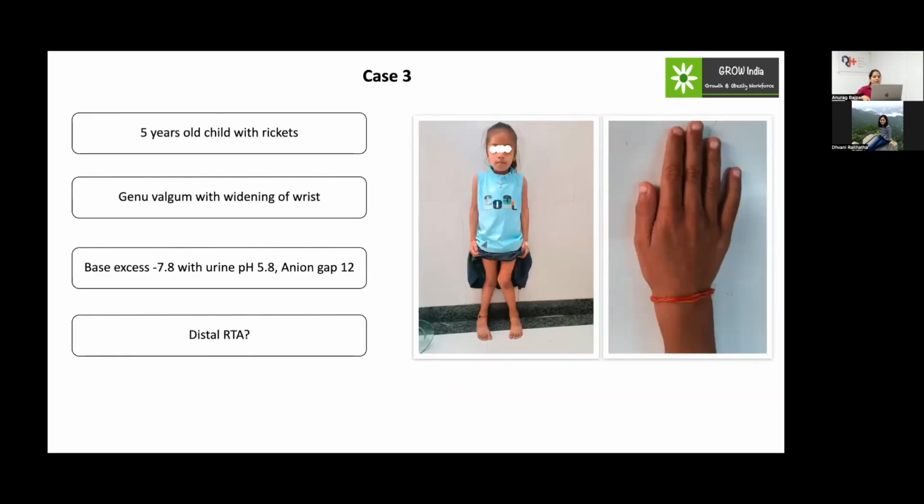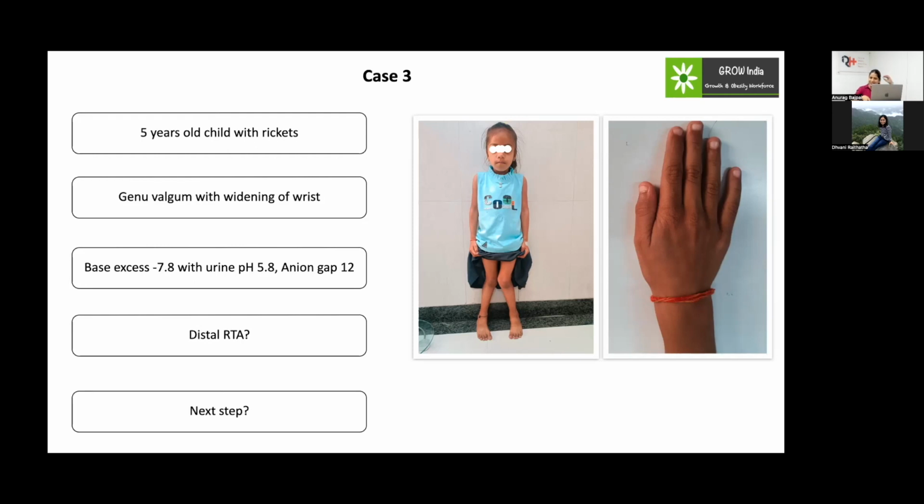Now coming to the next question, we have this 5-year-old child with rickets. As you can see, there is genu valgum with widening of the wrist, and the blood gas shows that acidosis is present, the urine pH is 5.8, and the anion gap is normal. So this patient was labeled as distal RTA and was sent to us. So what is the next step to be done in this case?